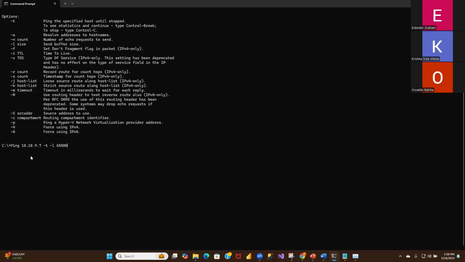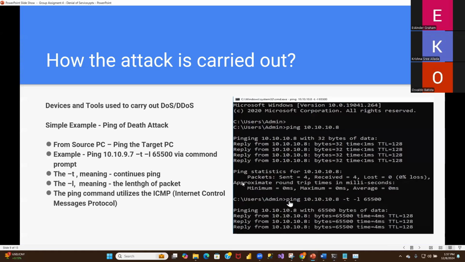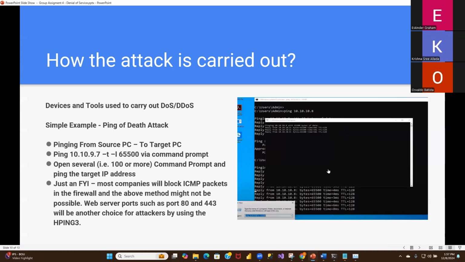Basically, you open the command line and type in ping 10.9.7. Once you ping that, you don't just ping it once; you open a lot of command lines and keep pinging until the target PC gets overwhelmed. You keep pinging from one device. You could do multiple pings, a couple hundred times. This is how you ping it.